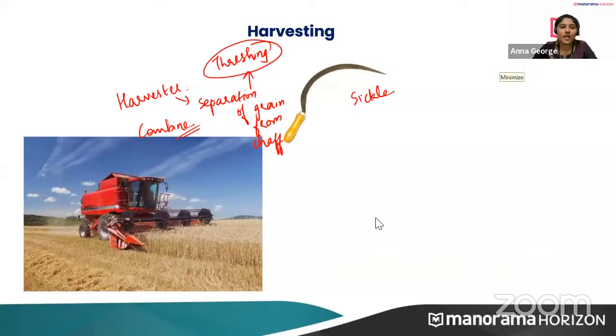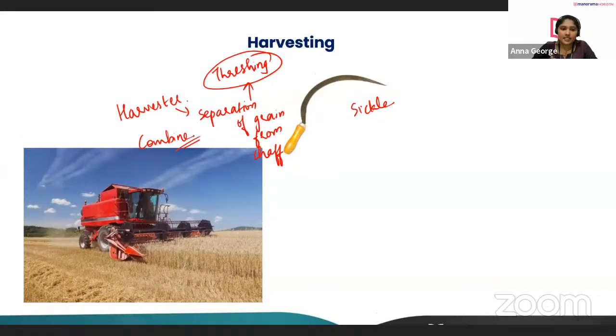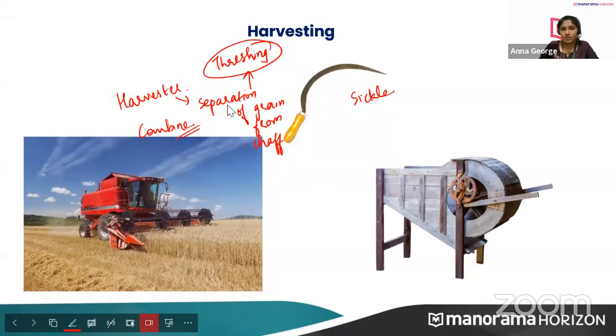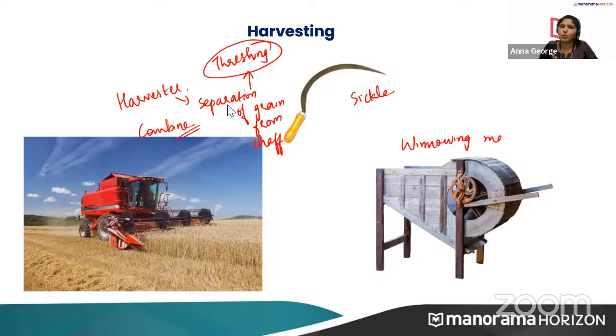Now, there is another thing. This is called a winnowing machine. Actually, the farmers who hold a small plot of land use this winnowing machine for threshing. Farmers who have a small plot of land use this winnowing machine for threshing. Okay. Someone raise a hand. Tell me if you have a doubt.